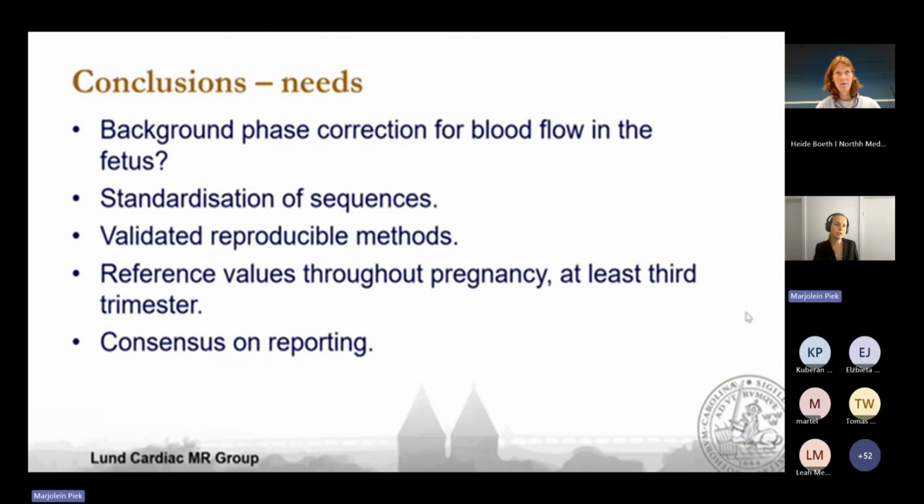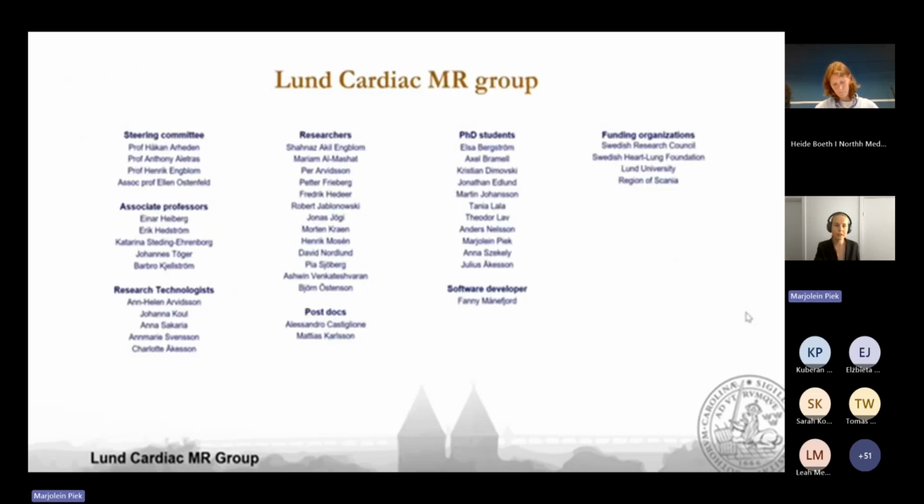And for the future needs, background phase correction for blood flow in the fetus, likely, standardization of sequences, validated reproducible method, reference values throughout pregnancy, at least in the third trimester, and a consensus on reporting. Well, thank you for listening, and thanks to my colleagues in the cardiac MR group in Lund.